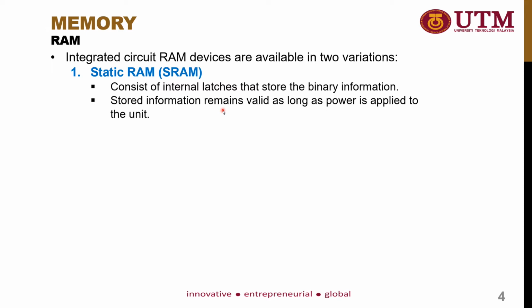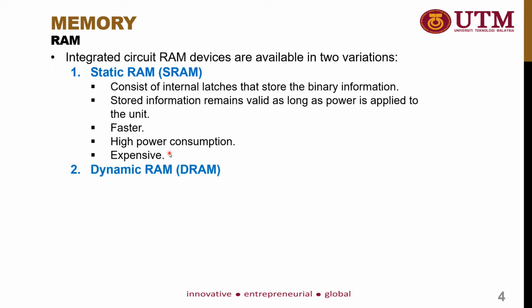The static RAM is also faster, however it has a high power consumption, and it is also expensive. Static RAM is usually used inside your processor, where it is used to store the cache, and also in your graphics card, where it is used to store the frame buffer.